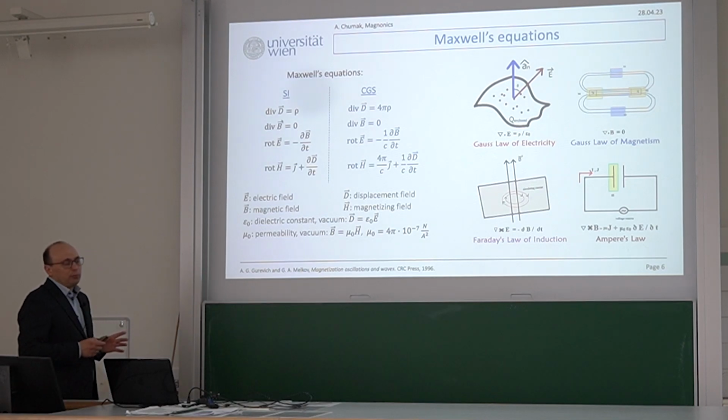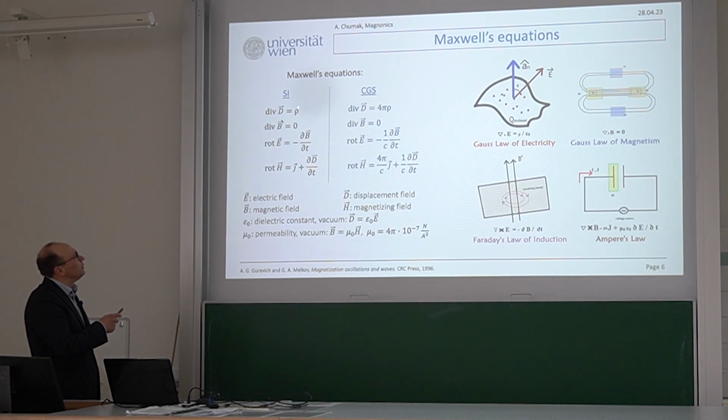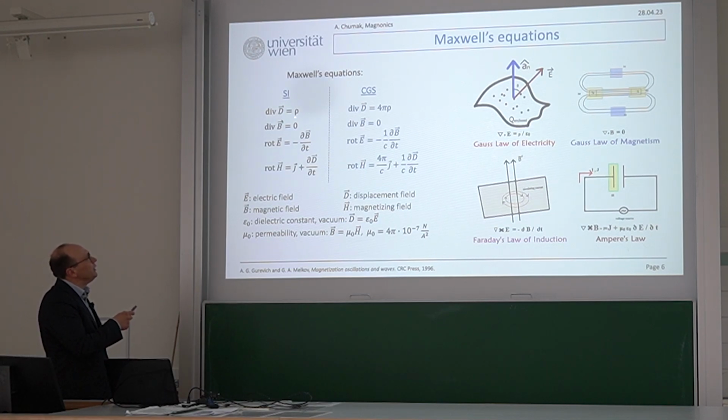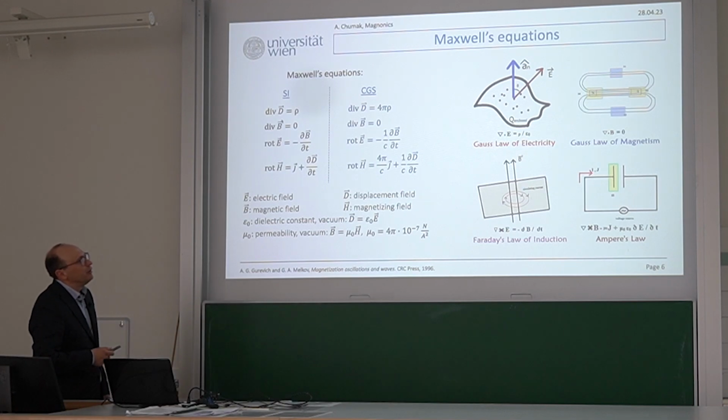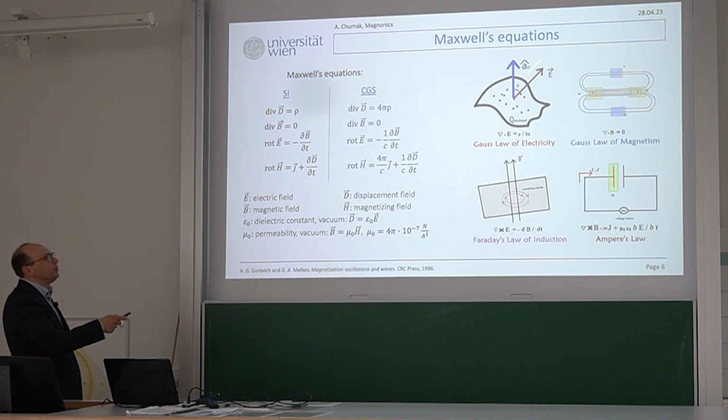But today we are focused on magnetostatics, and what our Maxwell equations are telling us. Here you have them in the SI and CGS systems, so that you are not confused. The first one says the divergence of the displacement field D is equal to rho. So more or less the Gauss law of electricity, which says that if you have a charge in your system, there will be an electric field also.